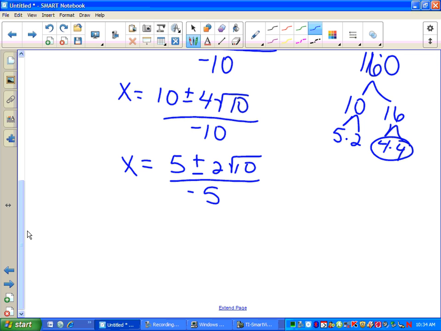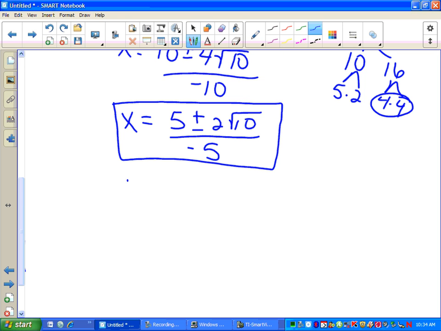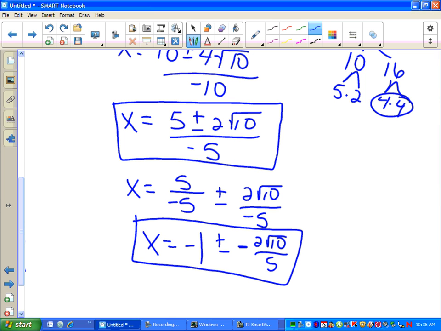Now, ultimately, I'm not going to want that negative in the denominator, but let's just leave it for right now. I'd also let you write this. We talked about this in class. We could also write this as x equals 5 over negative 5 plus or minus 2 square roots of 10 over negative 5. So that would be negative 1 plus or minus negative 2 square roots of 10 over 5. Now, we could do something with that negative, but we'll leave that. This is another way to write your answer. I don't care which one you do.